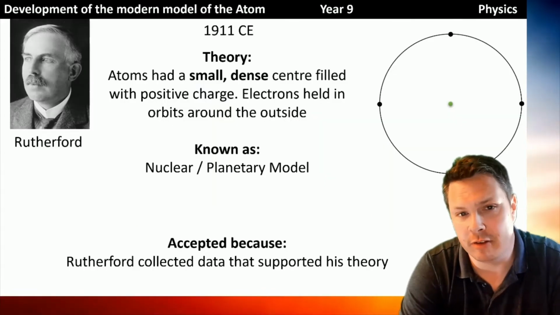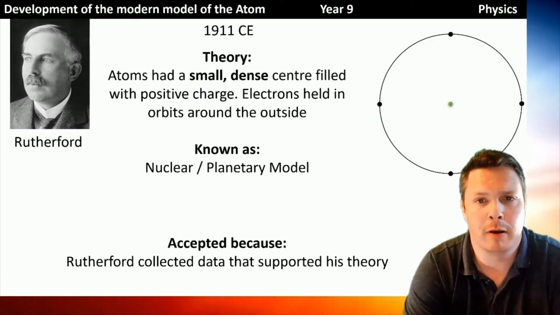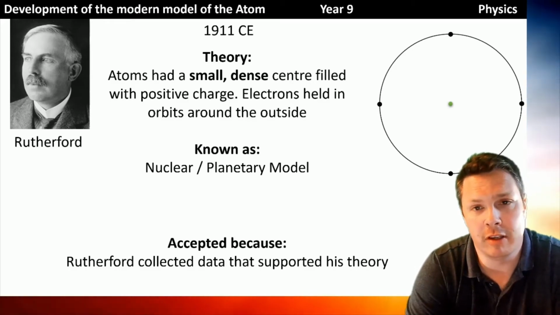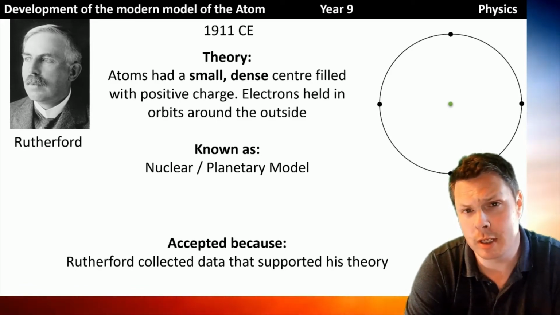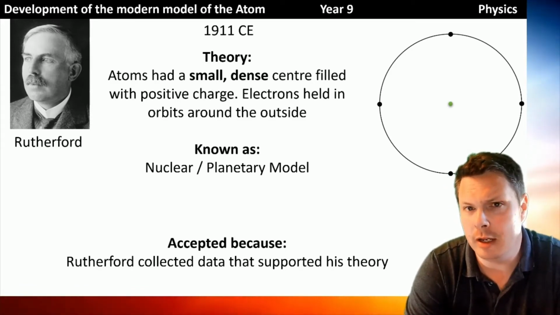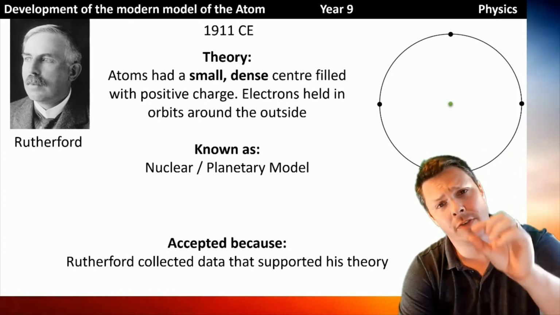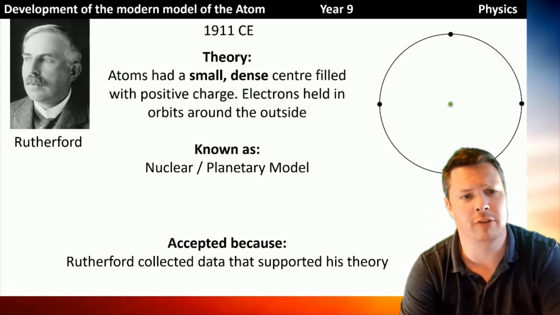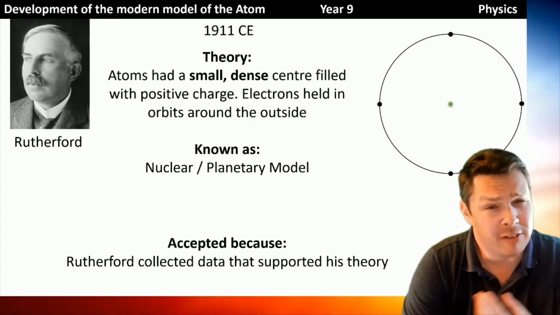Now, a little later in 1911, Rutherford did his very important experiment with two key scientists, Geiger and Marsden. His experiment helped him to design the nuclear or planetary model of the atom. That's the one we now understand to have the nucleus in the centre and the electrons on the outside. Rutherford collected data that supported his theory, and this is how he did it.